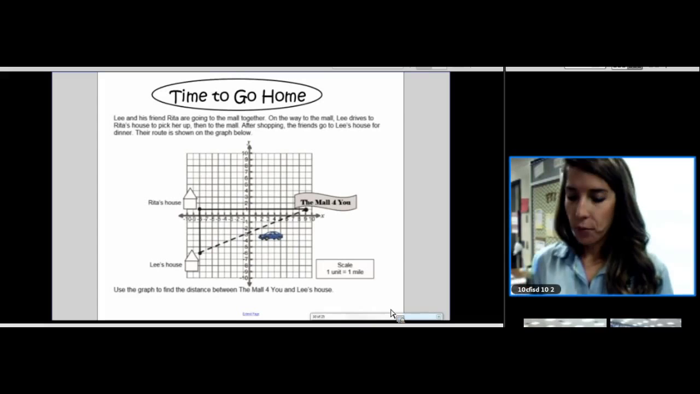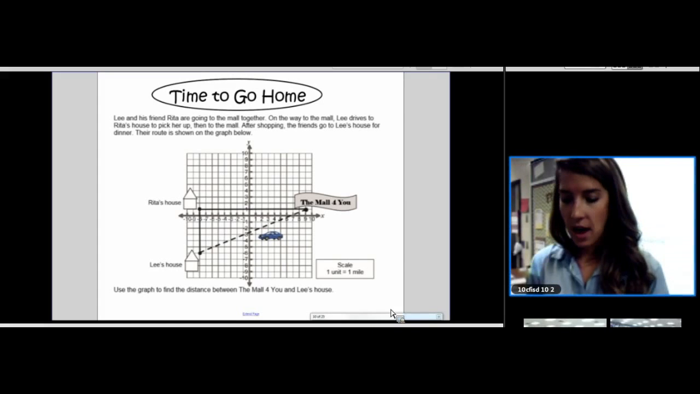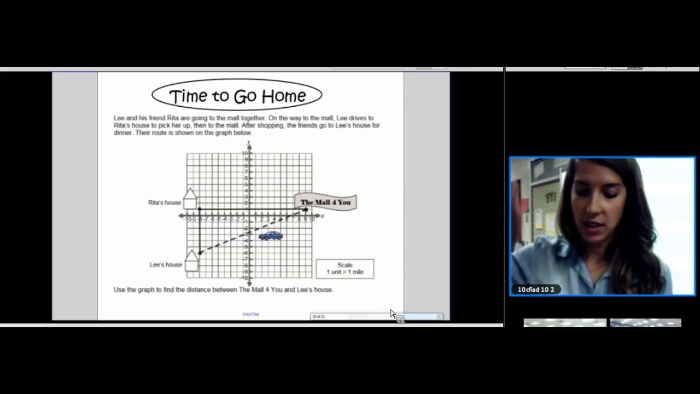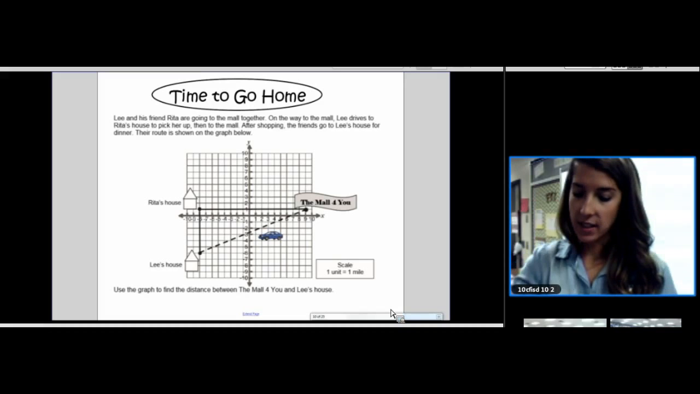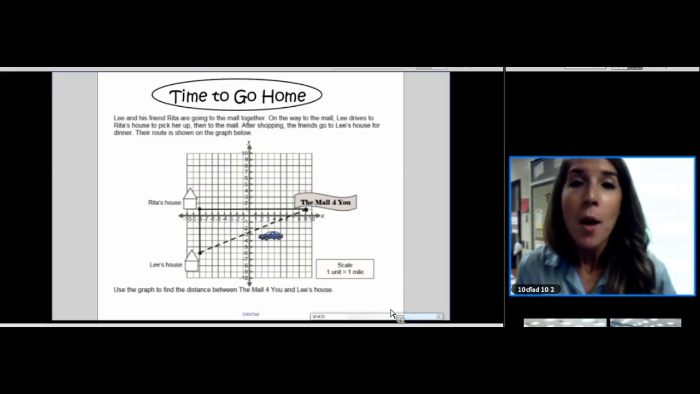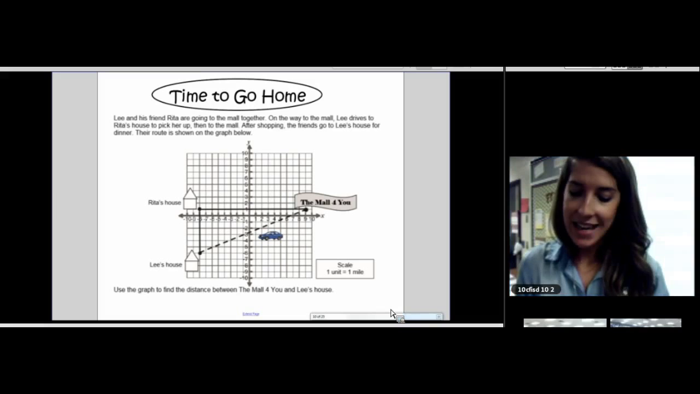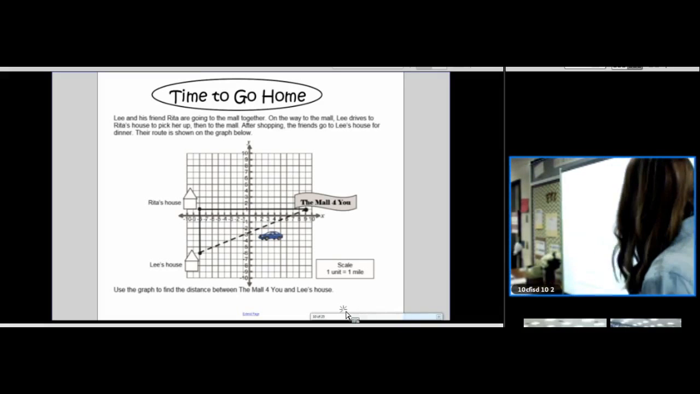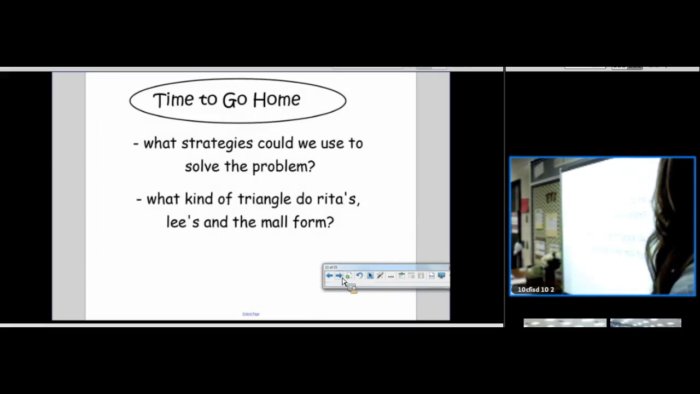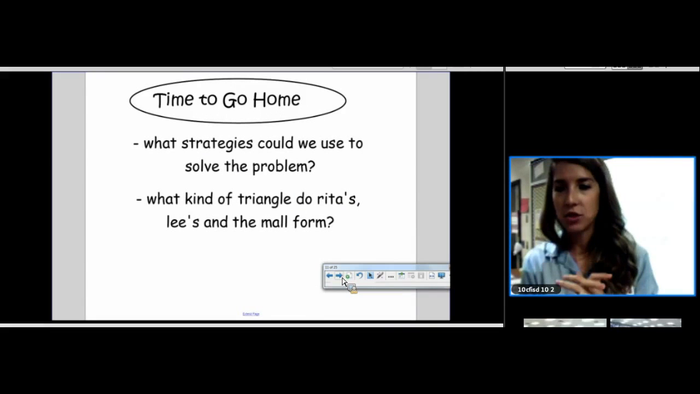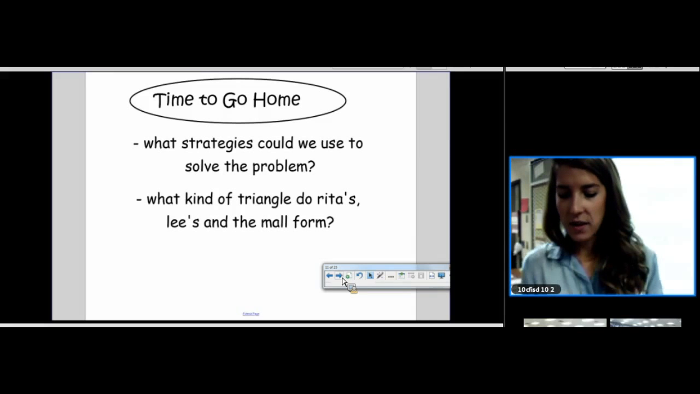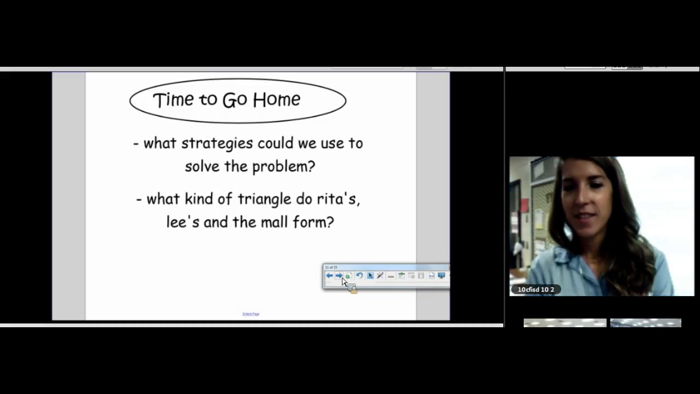Okay, guys, so the whole premise of this problem is to show you that we're trying to find the distance from Lee's house to the mall. And we know we can count the distance from Lee to Rita's house. We know we can count the distance from Rita's house to the mall, but we can't count the distance from Lee's house to the mall. So we're going to have to, gonna is not really a word, I'm sorry, we're going to have to use a different strategy. What strategy do you think we could use? How could we find the distance of that dotted line?